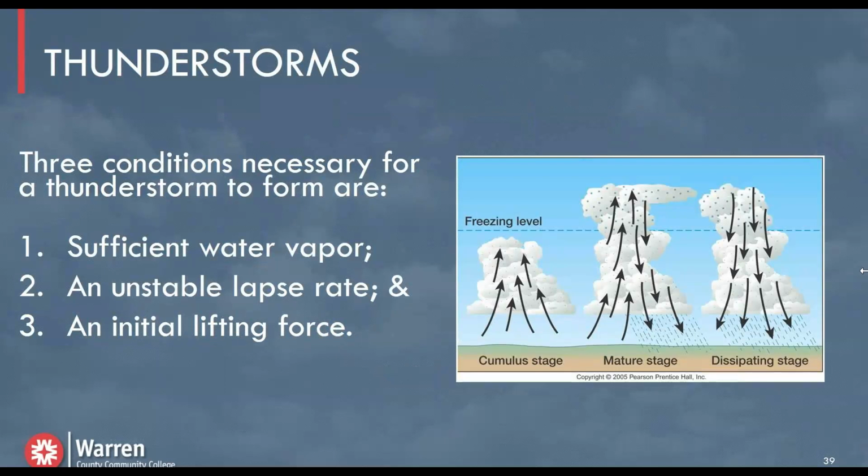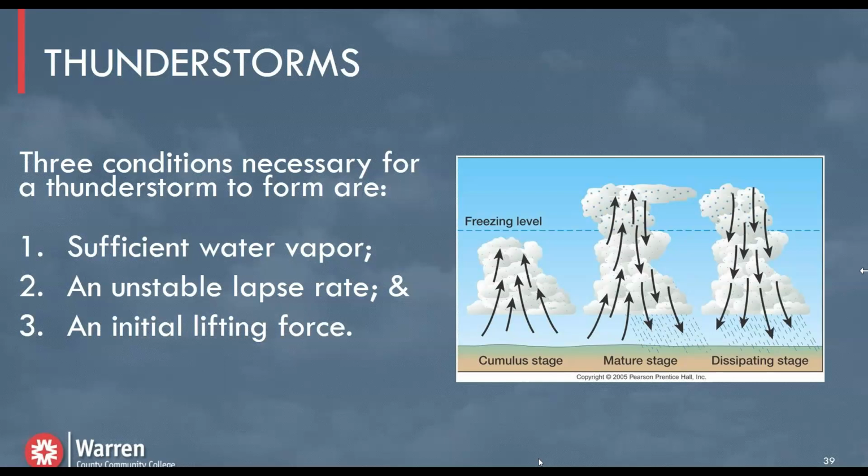Now, let's talk about thunderstorms. Three conditions necessary for a thunderstorm to form are: there has to be water vapor. It has to be sufficient. You can't have a thunderstorm without liquid. There has to be an unstable lapse rate, and there has to be an initial lifting force. So let's talk a little bit about this. Let's look at this thunderstorm.